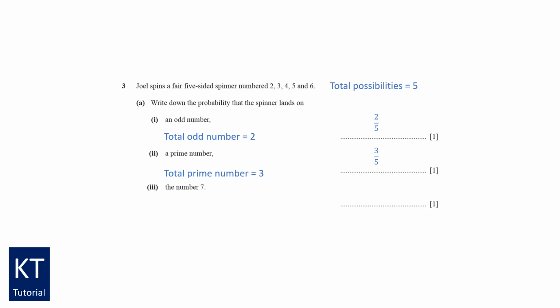Next, write down the probability that the spinner lands on the number 7. There isn't a number 7 on the 5-sided spinner, hence the probability is 0.